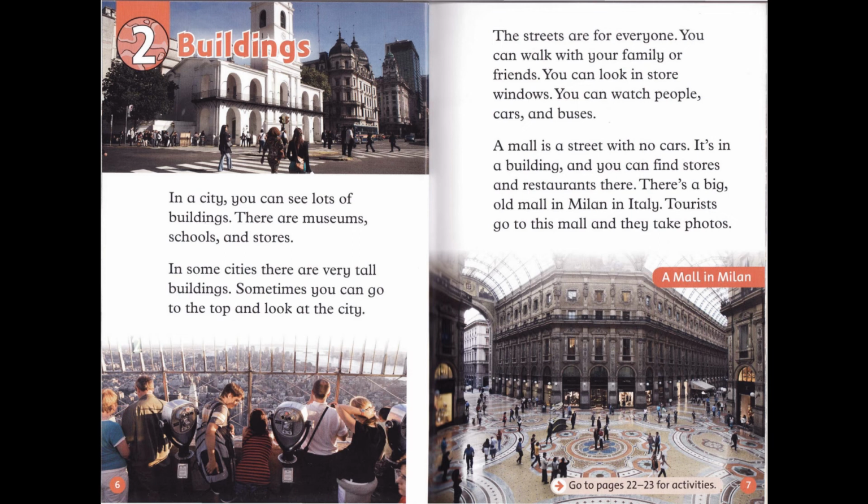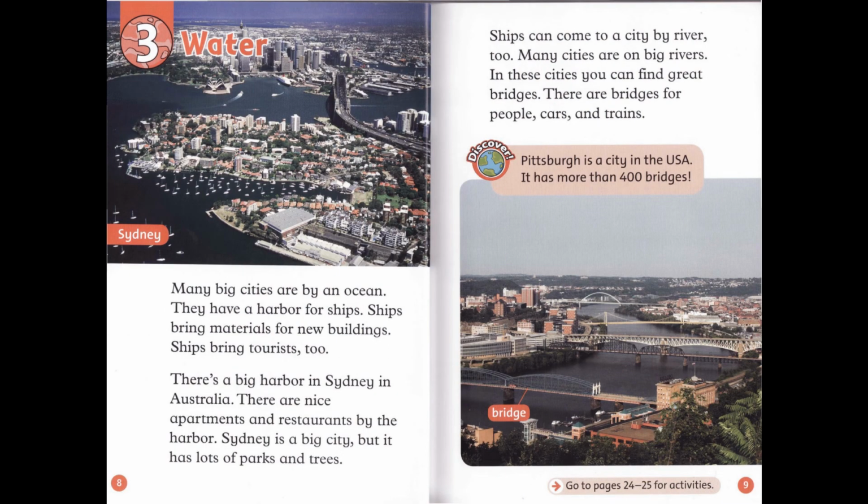Chapter 3. Water. Many big cities are by an ocean. They have a harbor for ships. Ships bring materials for new buildings. Ships bring tourists, too.